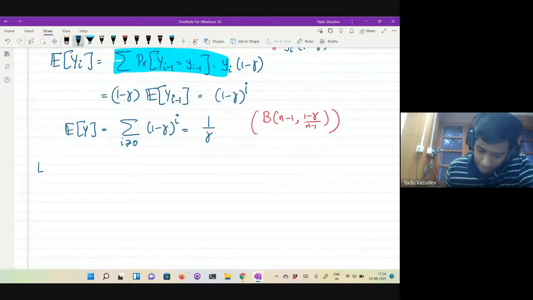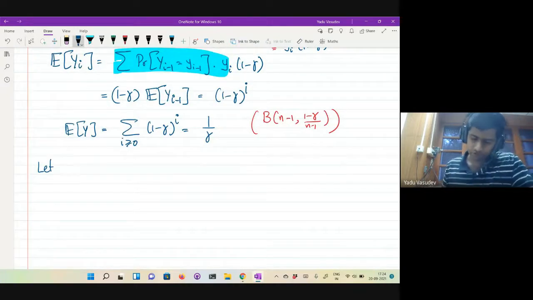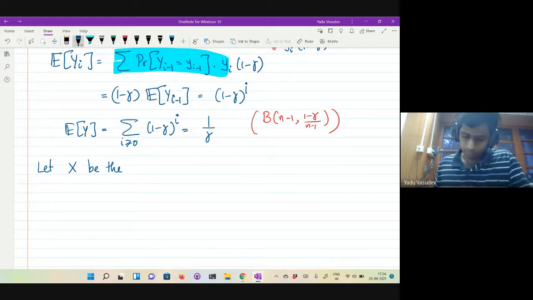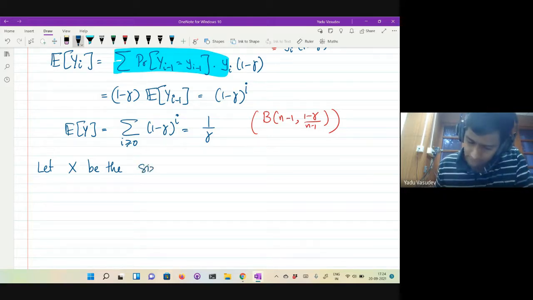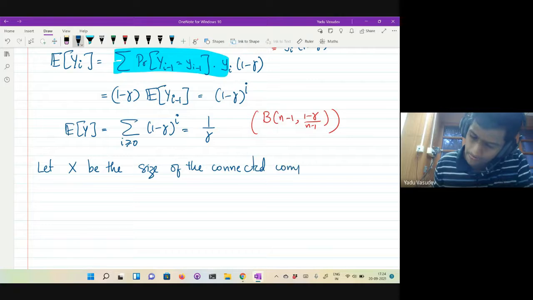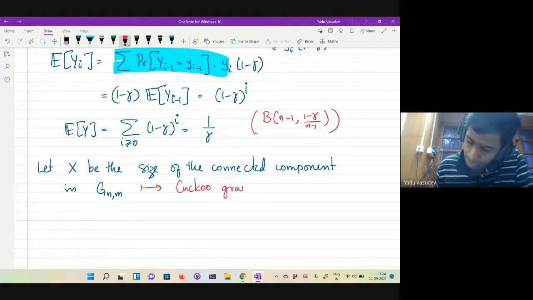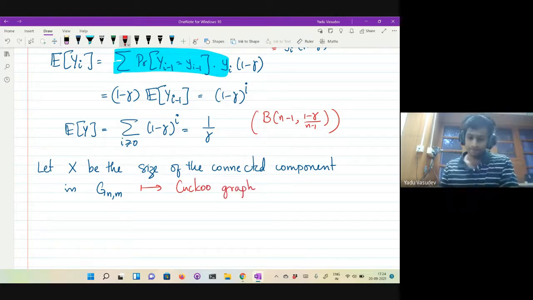So let X be the size of the connected component in G(n, m). Okay, this is the actual cuckoo graph. This is the one that we are trying to bound, right?